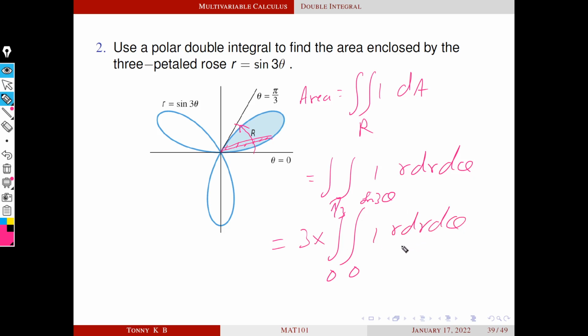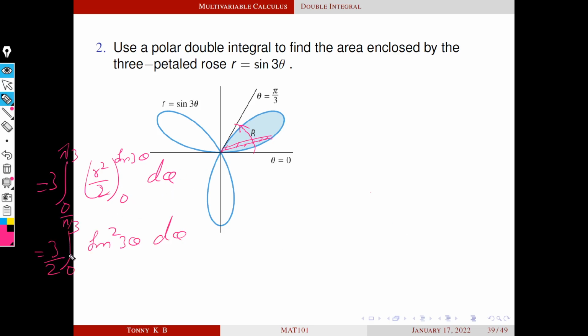You can evaluate this integral. This is equal to 3 times integral 0 to pi by 3. Integral of r is r square by 2, 0 to sine 3 theta d theta. So 1 by 2 is common, you can take outside. 0 to pi by 3 sine square 3 theta d theta. When r equal to 0, this term equals 0. Okay. So next we have to evaluate the sine square 3 theta with respect to theta.